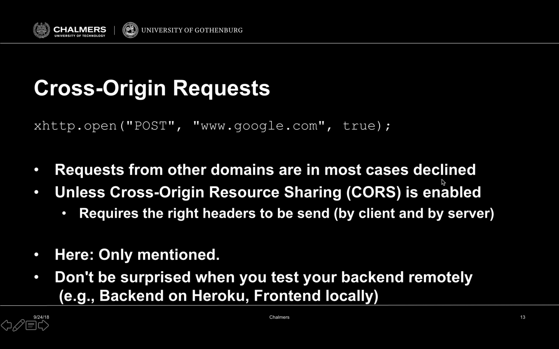And in most cases, those are declined, unless you have CORS enabled, which stands for cross-origin resource sharing. So basically allowing this to happen. And this requires both parties, so the client that sends the request and the server that receives it, to have certain headers set so that this works. So for this part here in this course, I only mention it, but it's important to know about it because you might run into trouble. If you, for example, have your backend deployed on Heroku, it's somewhere in the internet, and your front end you just open locally, and then you try to make a request, then it will be blocked unless you have the right settings.